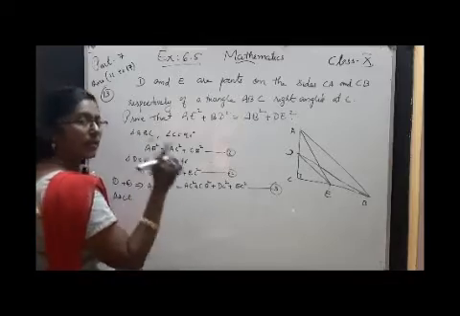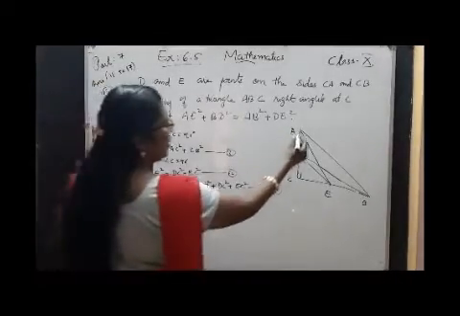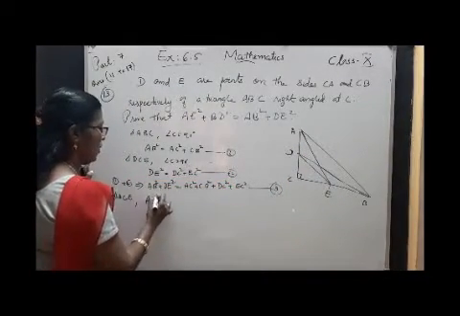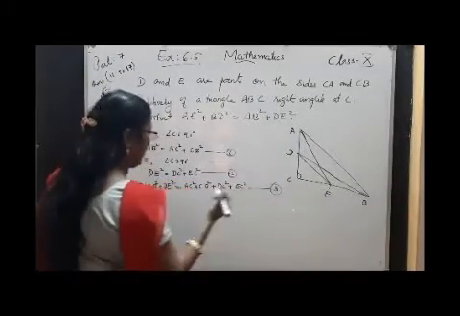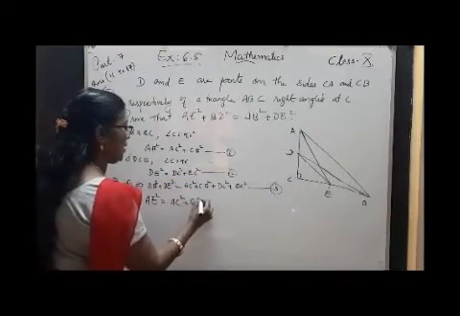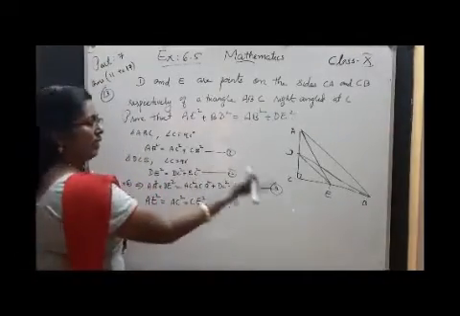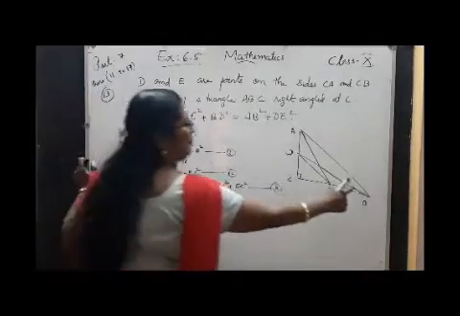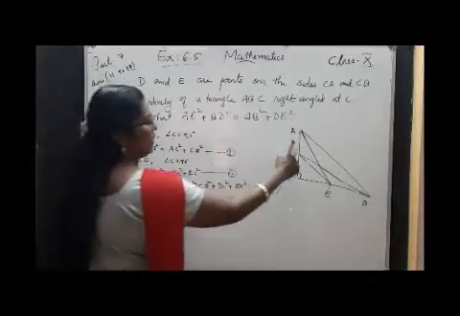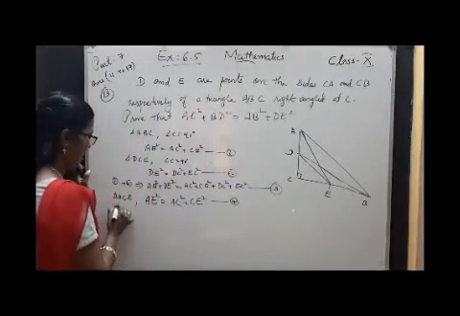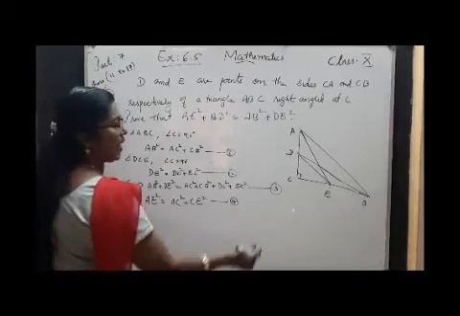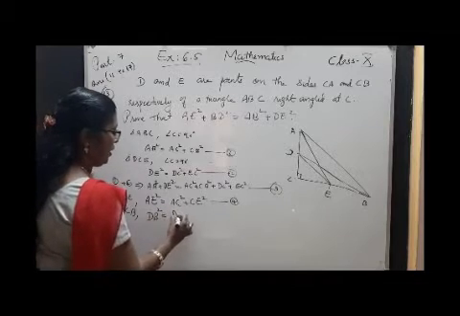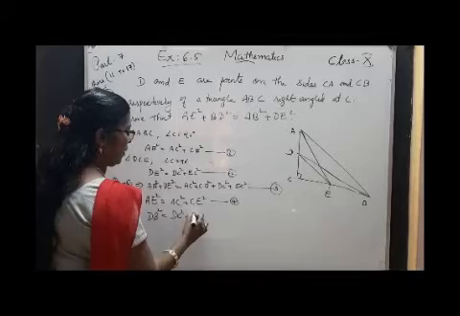Then triangle ACE is a right angle triangle, the right angle is C. So in ACE, the hypotenuse is AE. AE square equal AC square plus CE square. That is 4. Then another triangle, DCB. ACB is already taken, DC is already taken. Triangle DCB is also a right angle triangle. Hypotenuse is DB. DB square equal DC square plus BC square.